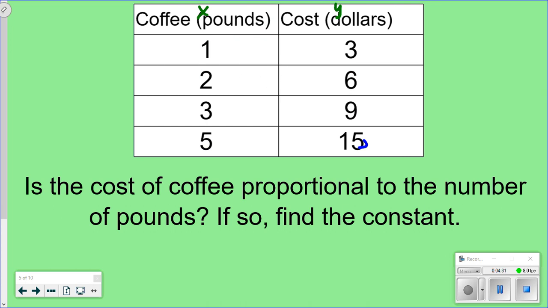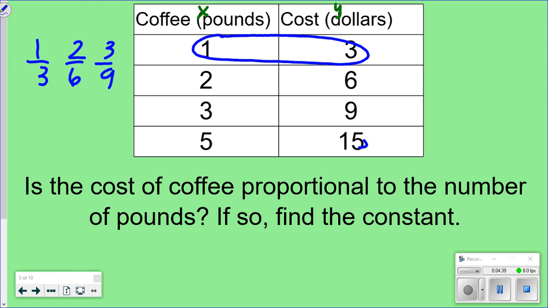Another thing I could do is I could say, okay, 1 and 3, 2 and 6, 3 and 9, 5 and 15. I'm just going to write them in a horizontal way, and then I'm going to reduce them. Well, guess what? They're all going to reduce to 1/3. So I know that's another way that it's in proportion.